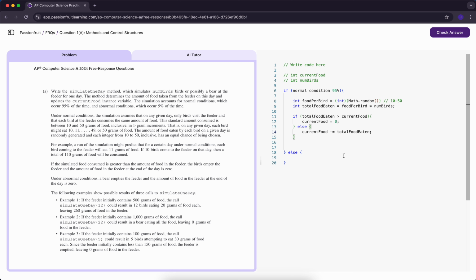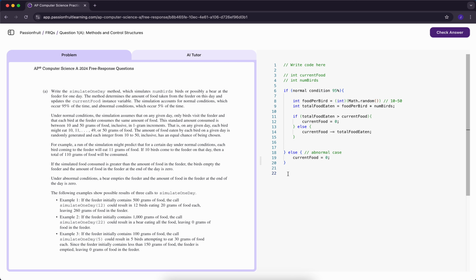Awesome. So that's our normal case. And then else, this is the abnormal case with the bear, current food just becomes 0. Nice and easy. So the hard part of this question is figuring out how are we going to represent the 95% condition, and then also how do we generate a number between 10 through 50.